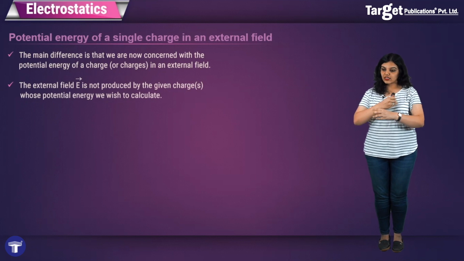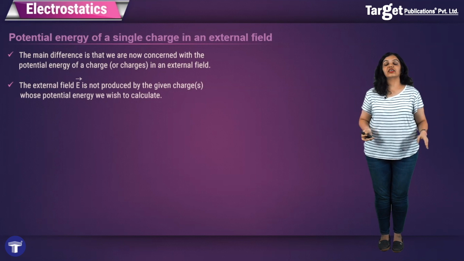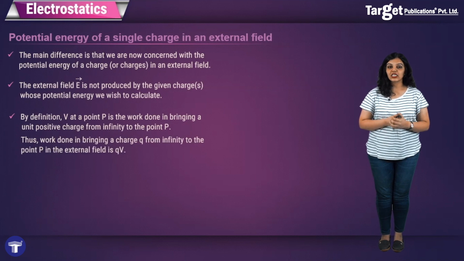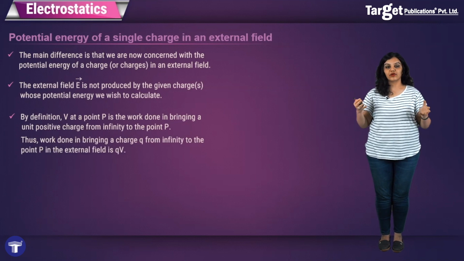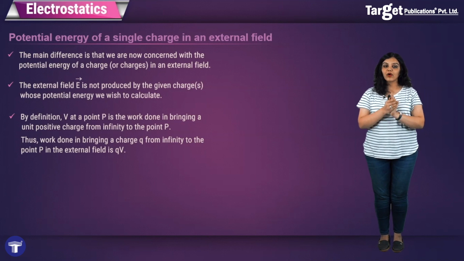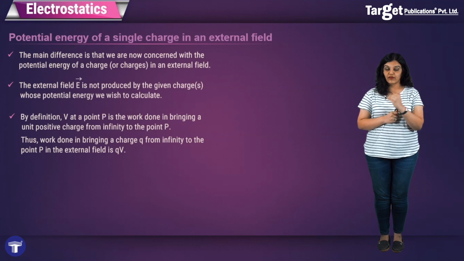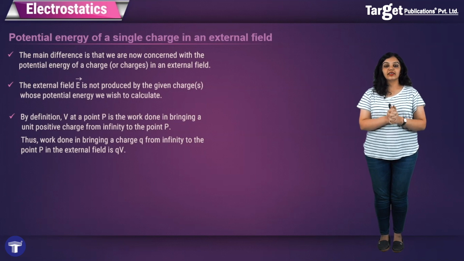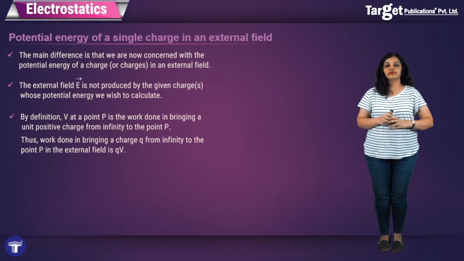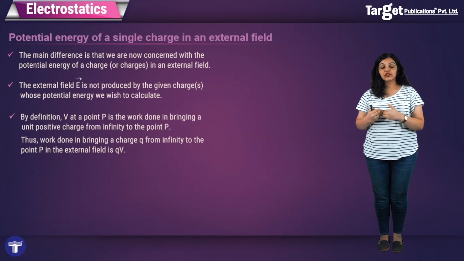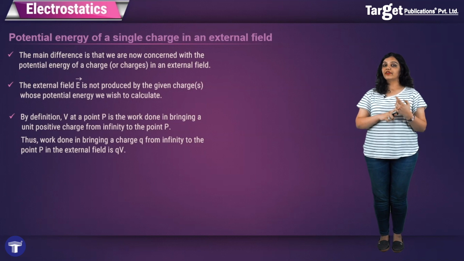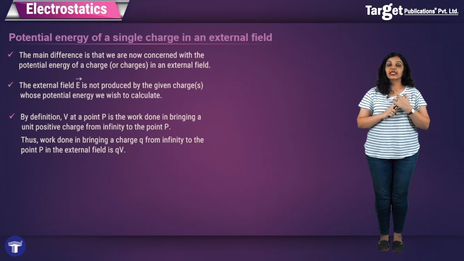So we are saying that there is already a field, and in this already present field I bring in a new charge and I ask, what is the potential energy of this charge in an already present field or in an external field? So by definition, the potential at any point is the work done in bringing a unit positive charge from infinity to that point. We have already seen this. So I can say that the work done in bringing a charge from infinity to a point P in the external field will be Q times V, because V is W upon Q. So I get W is equal to Q into V. So remember that work done in bringing a charge from infinity to a point is Q into V.